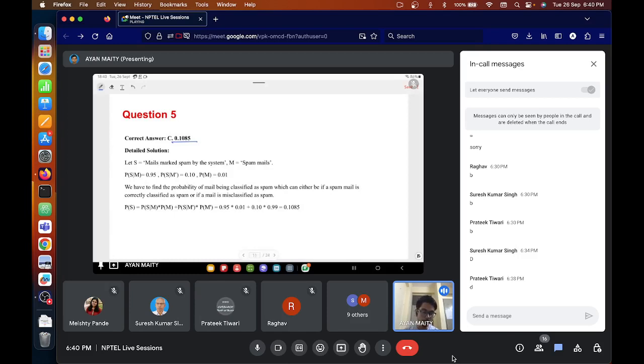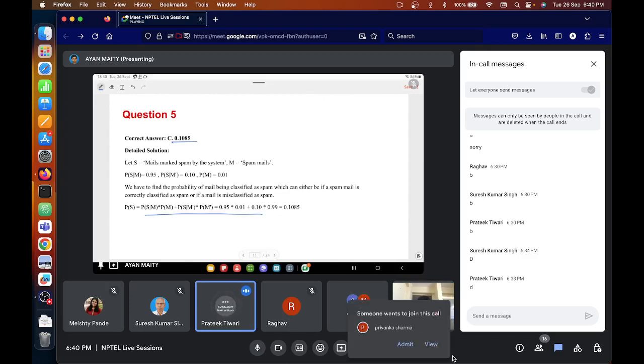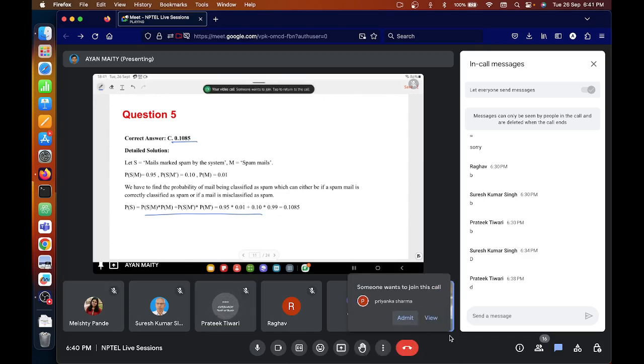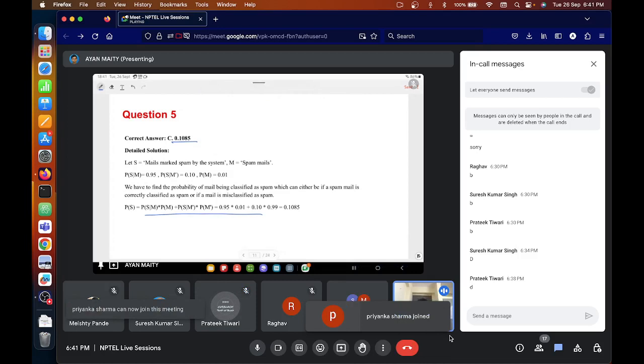I've got two answers in the chat. Suresh and Pratik both are saying option D, but I think the correct answer would be C, 0.1085. Did both of you use the same method to calculate this, or did you use some other method and get this answer? Use the same, but I think, yeah, there might be some miscalculation. So I think the right answer would be option C. You can verify your calculation again.